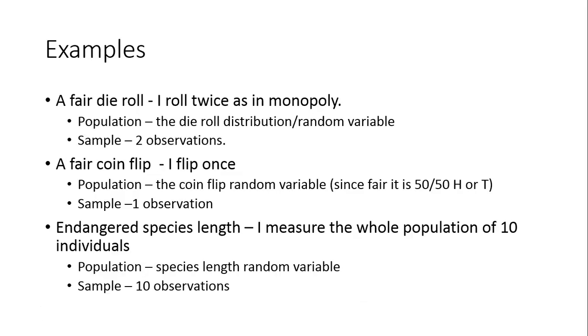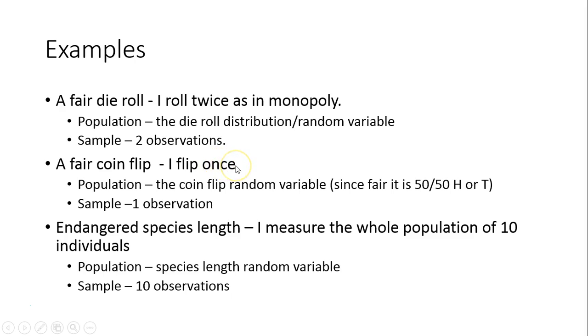And here are some examples of populations and samples. So suppose I have, again, a fair die roll in Monopoly, for example. I roll the die twice, and I observe what the numbers land on, okay? What is the population? The die roll distribution random variable. And what is the sample? Well, I rolled the die twice, so I observed 2 numbers, so the sample is 2 observations, okay?